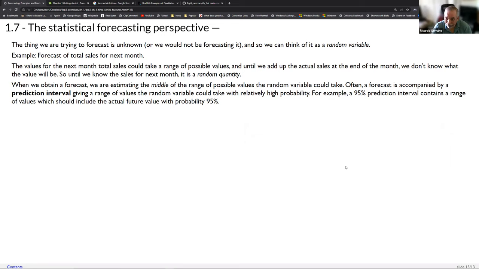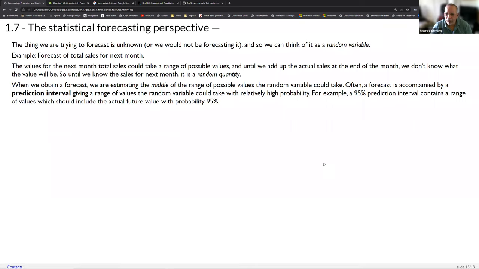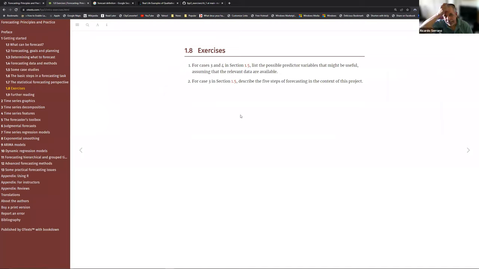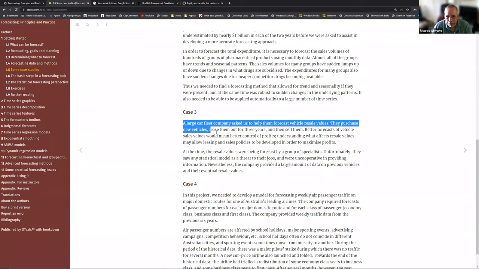Okay, all right. Let me see. I think we have time for discussing one of the cases. The first exercise says that for the cases mentioned in section 1.5, 3 and 4, try to list the possible predictor variables that may be useful, assuming that the relevant data is available. Let me show you the case that we're going to be dealing with. It's case number 3.